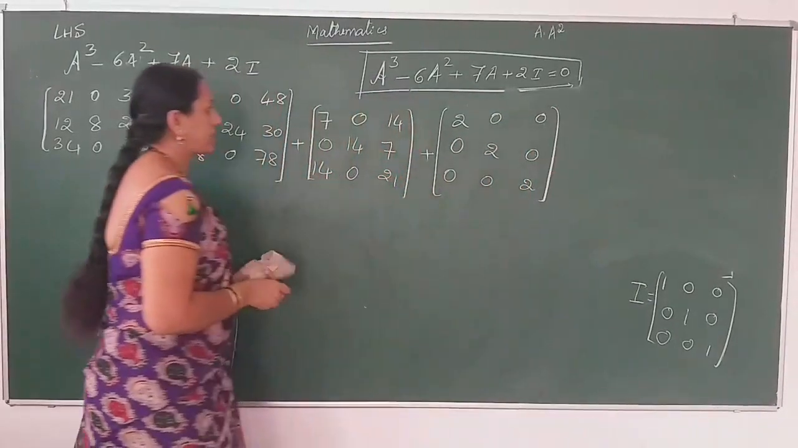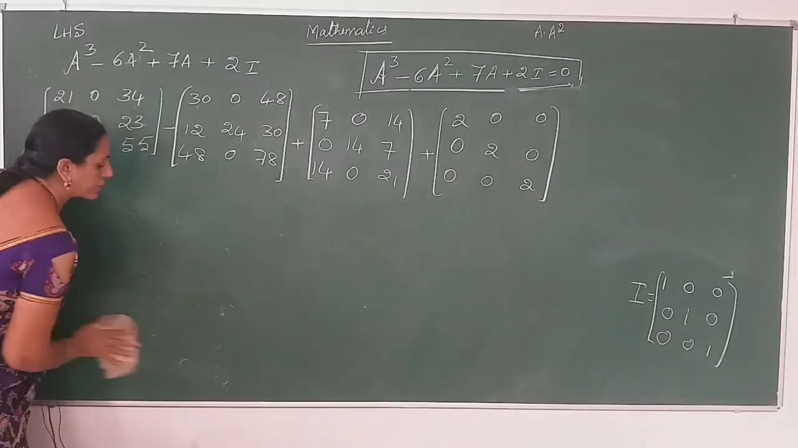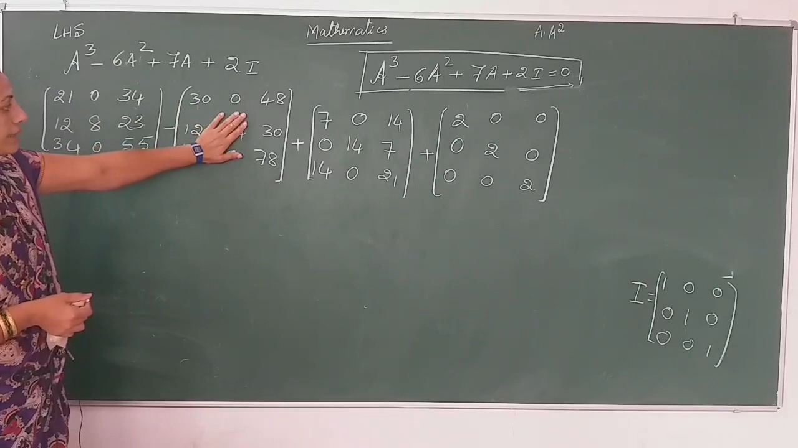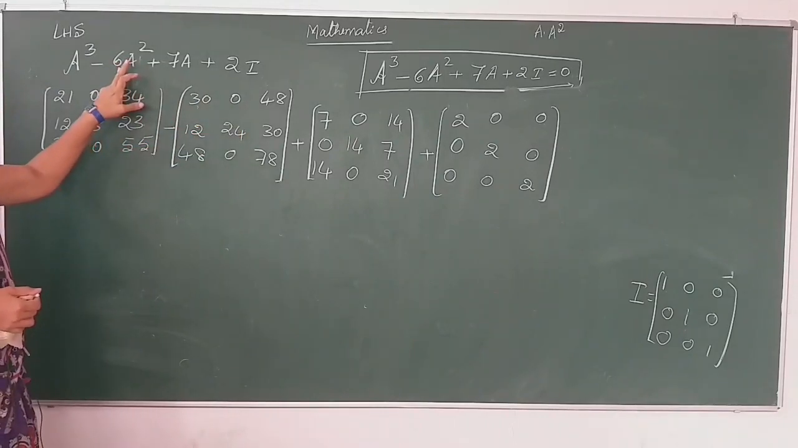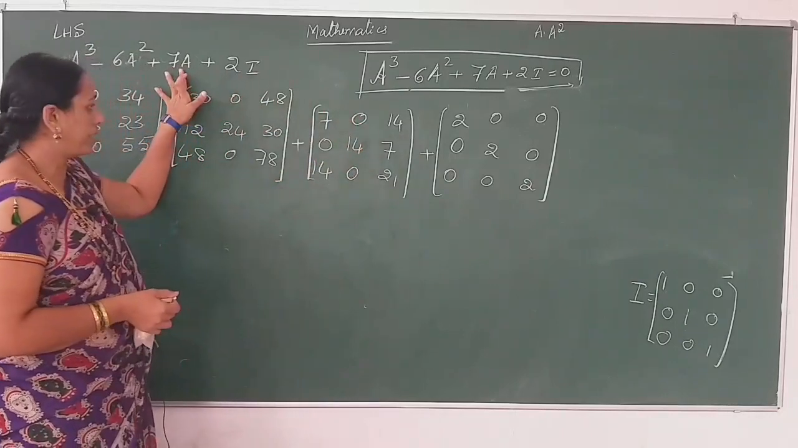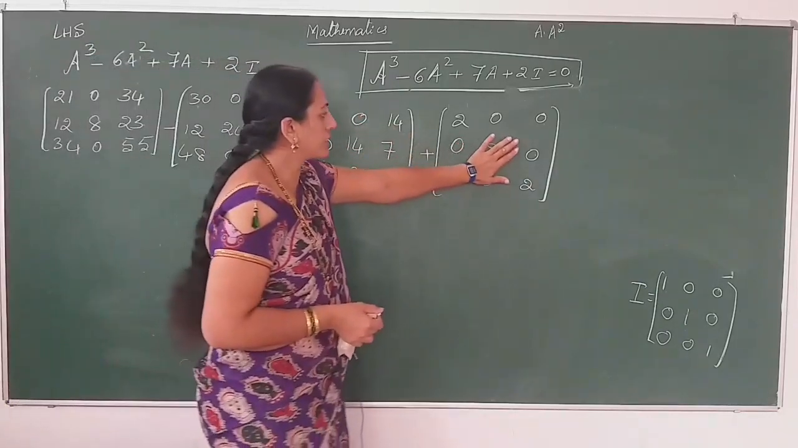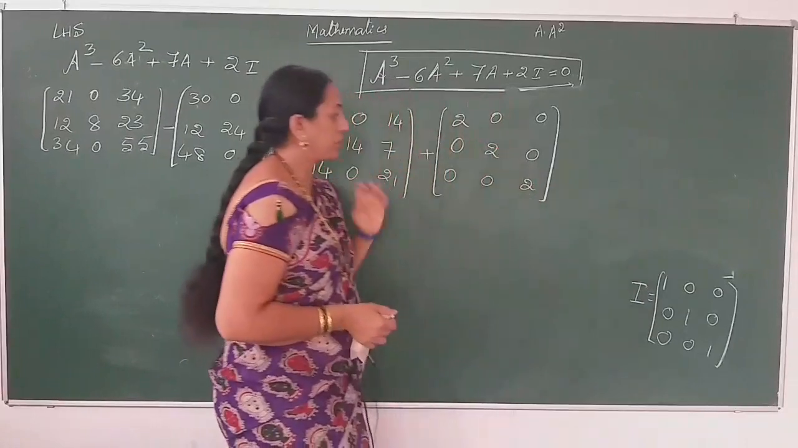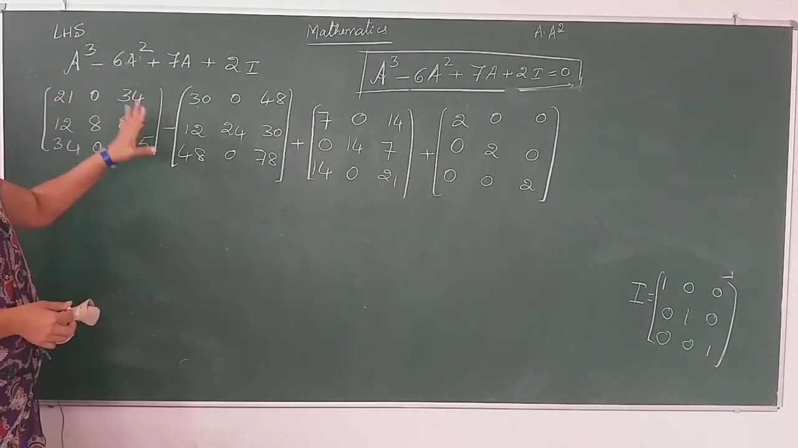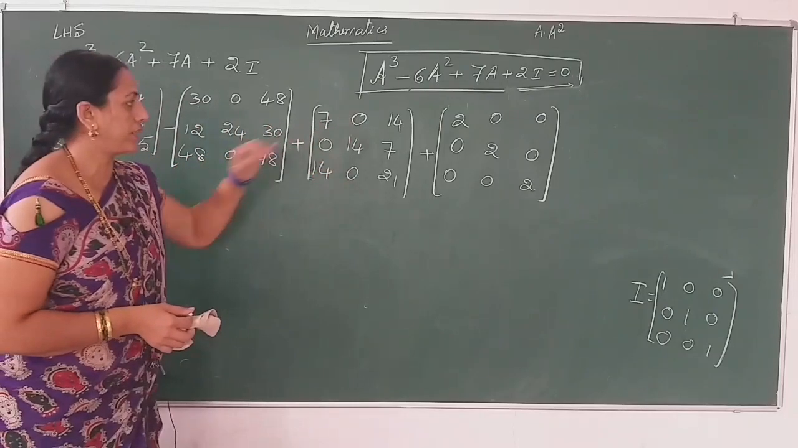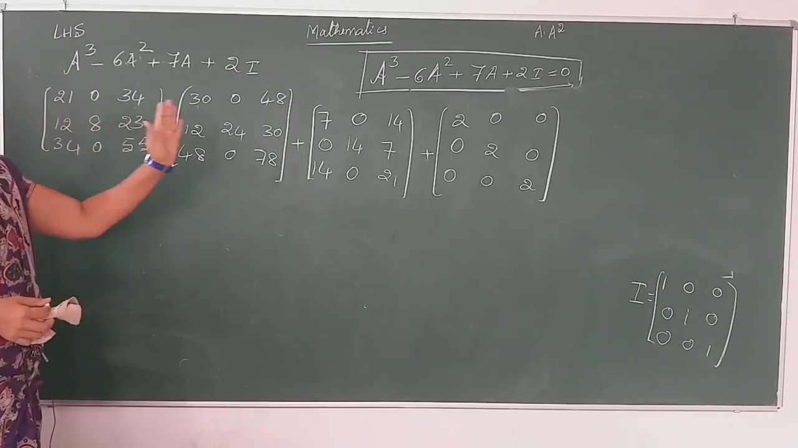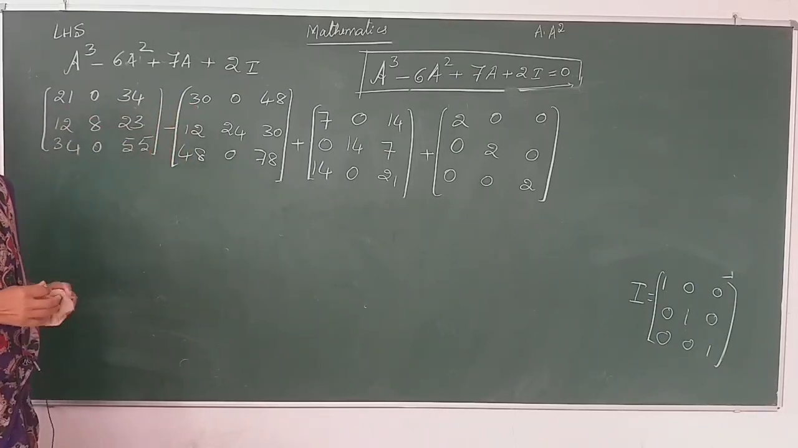Now all the matrices are substituted in the given equation. First is the elements of A cube. Second, all the elements of A square are multiplied by 6. Third, all the elements of A are multiplied by 7. And last, all the elements of I are multiplied by 2. Then we simplify. But observe this condition: four different matrices are in either addition or subtraction. Therefore, the corresponding elements are added with each other.